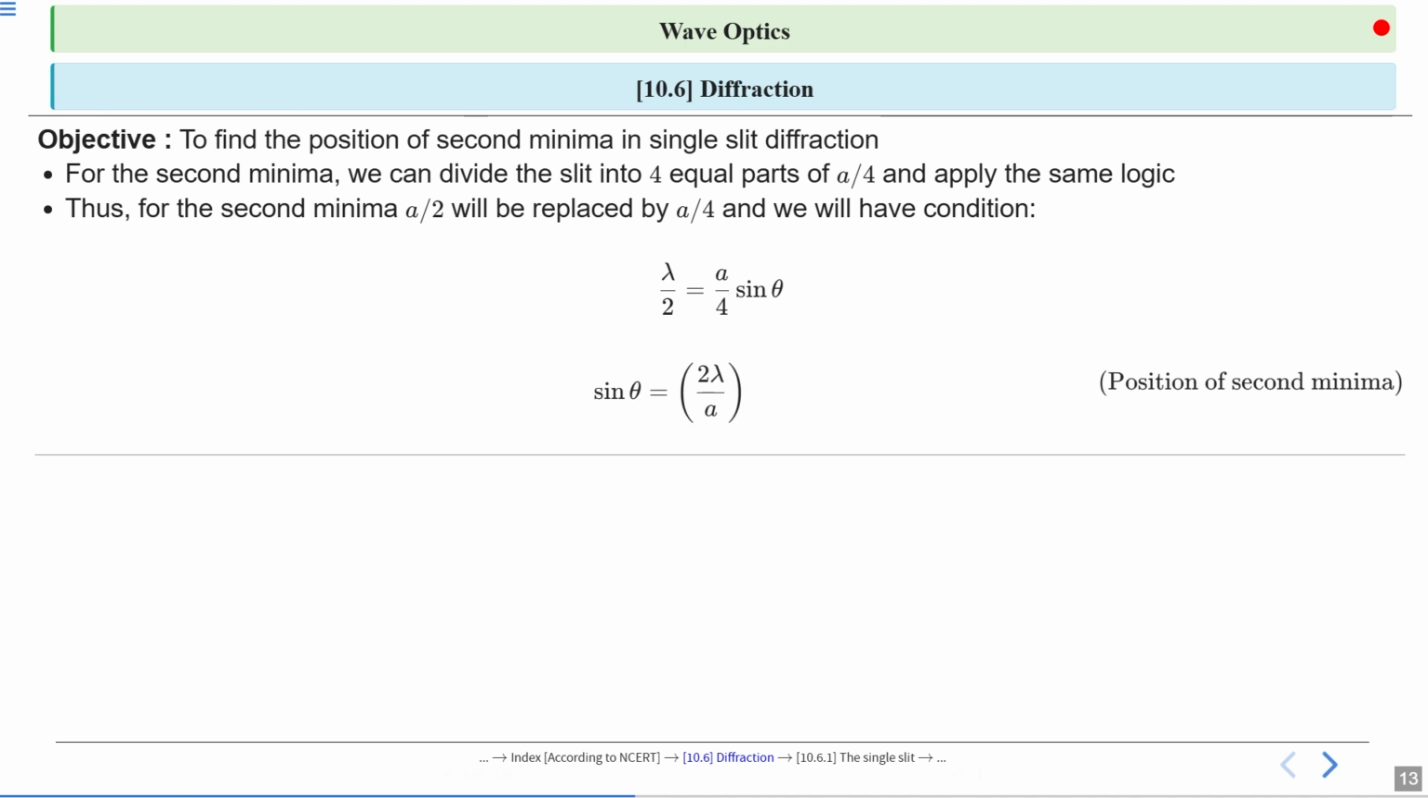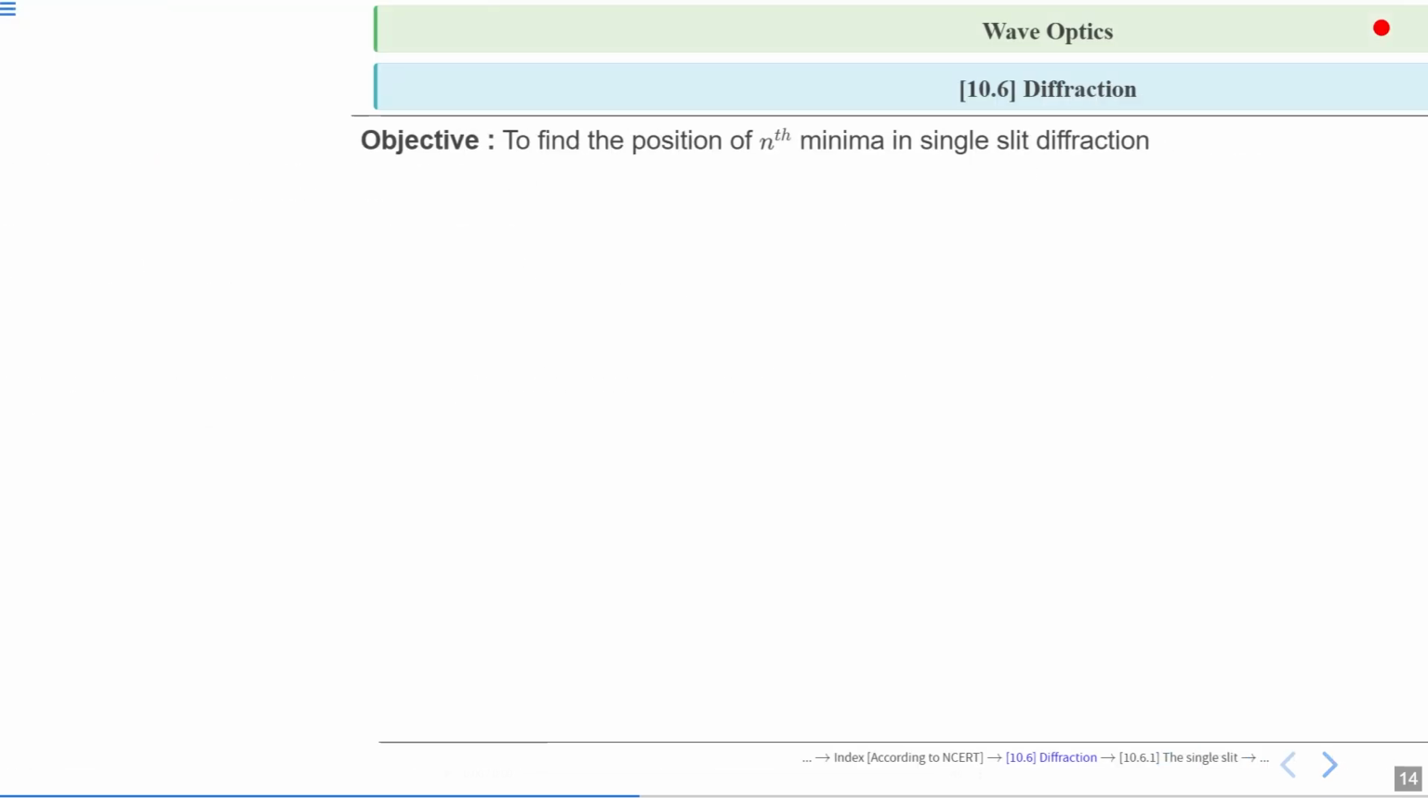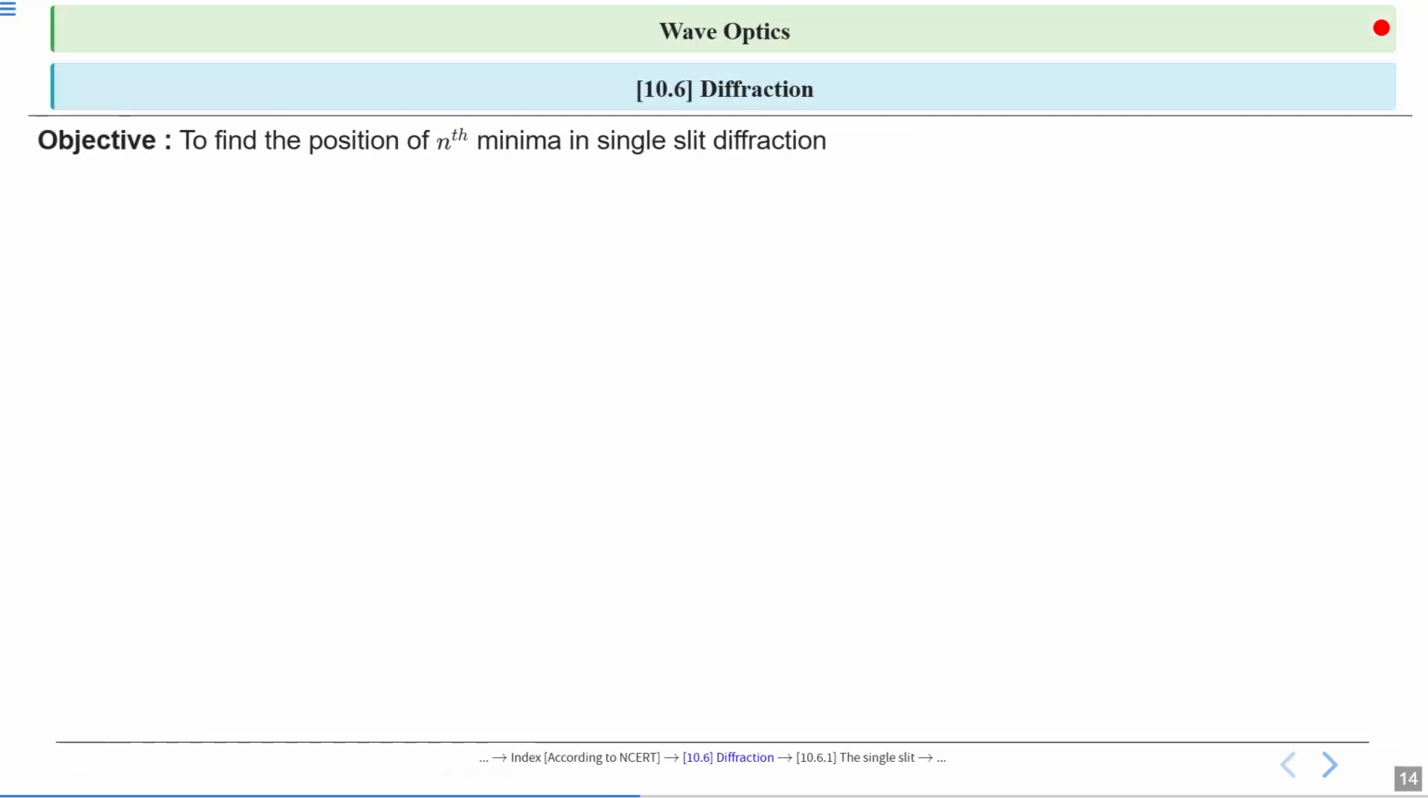So finally we solve for sine theta equal to 2 multiplied by lambda upon a. So this gives the position of second minima. Notice how the equation ties together the wavelength and slit width to determine the angle. Our objective now is to determine the position of nth minima in this diffraction pattern. This will help us understand how light behaves when it encounters obstacles.